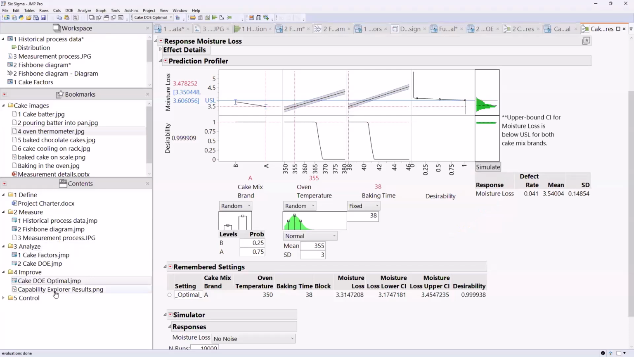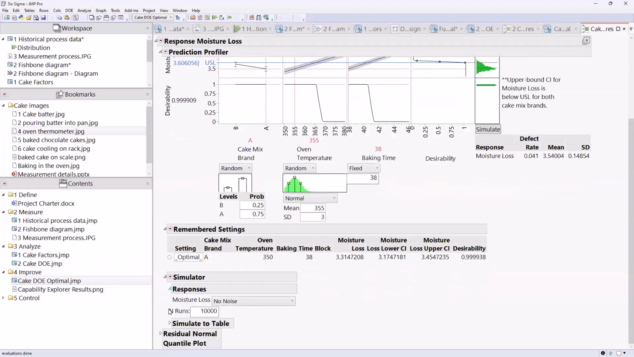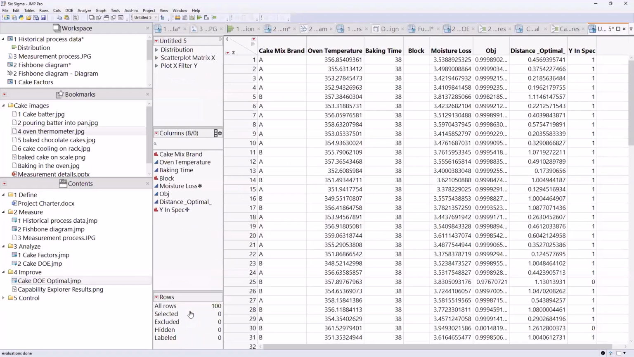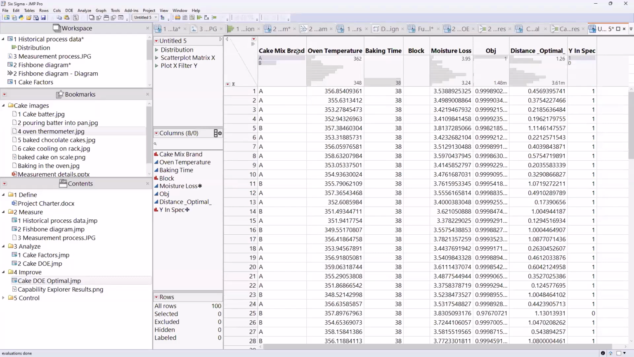All right, I'm going to show you quickly some results that I have, because within JMP, we can actually ask JMP to simulate to a table, for example, 100 rows to a table. Instead of just seeing that little histogram on its side, we have the variation in the cake mix brand, the oven temperature, fixed baking time, and then here we can see 100 simulated moisture loss measurements for these cakes. And then we could use that to run a capability study.